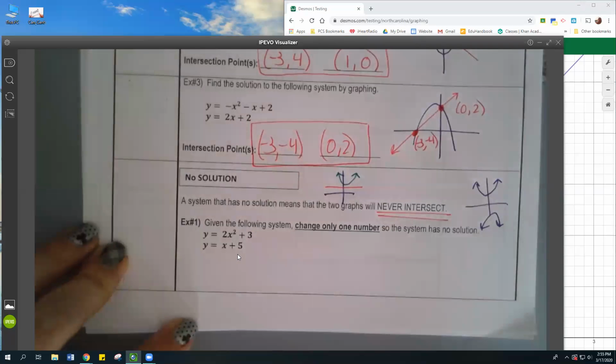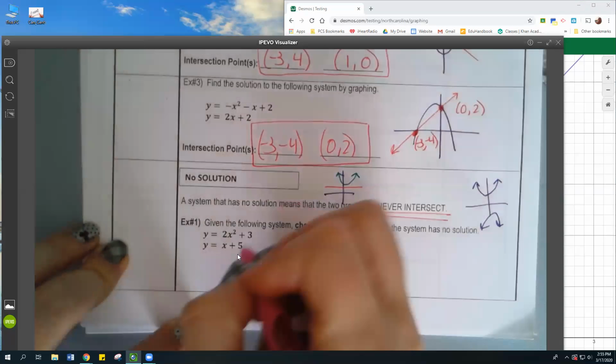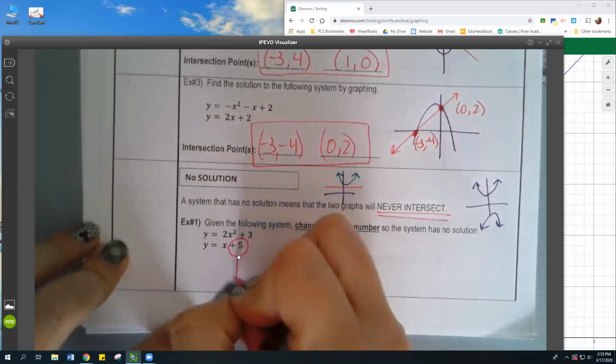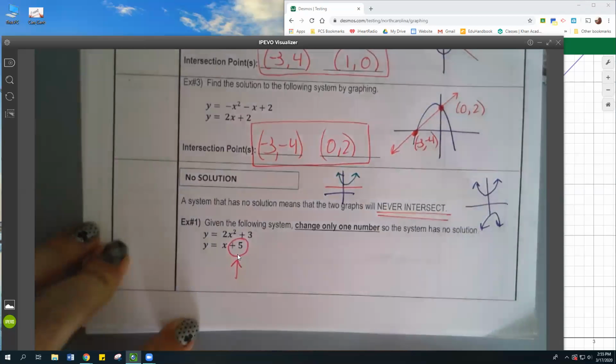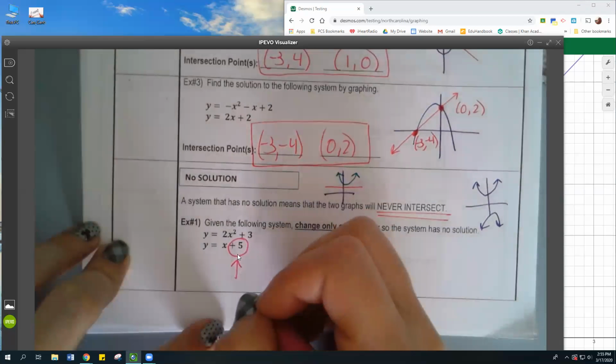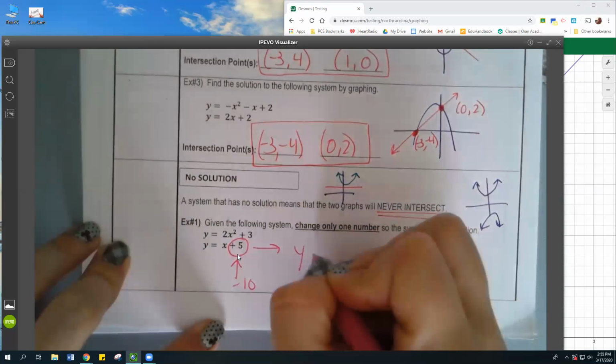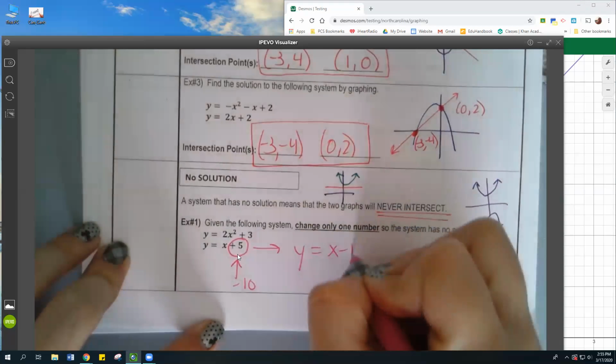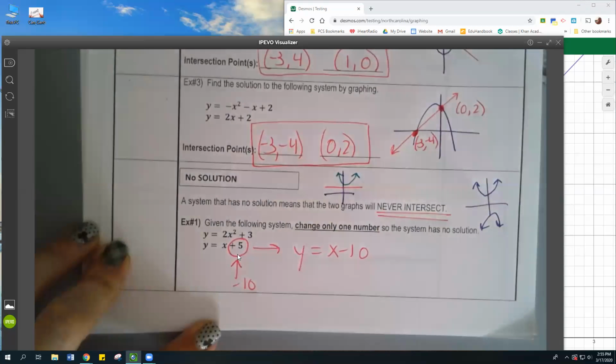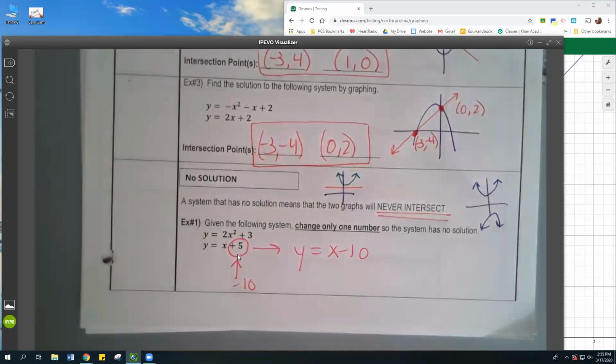So by changing one number, I changed this y-intercept right here. I don't even remember what number I first picked. I'll just say -10. So that means that this equation would get changed to y equals x minus 10. And now there would be no intersection between those two graphs.